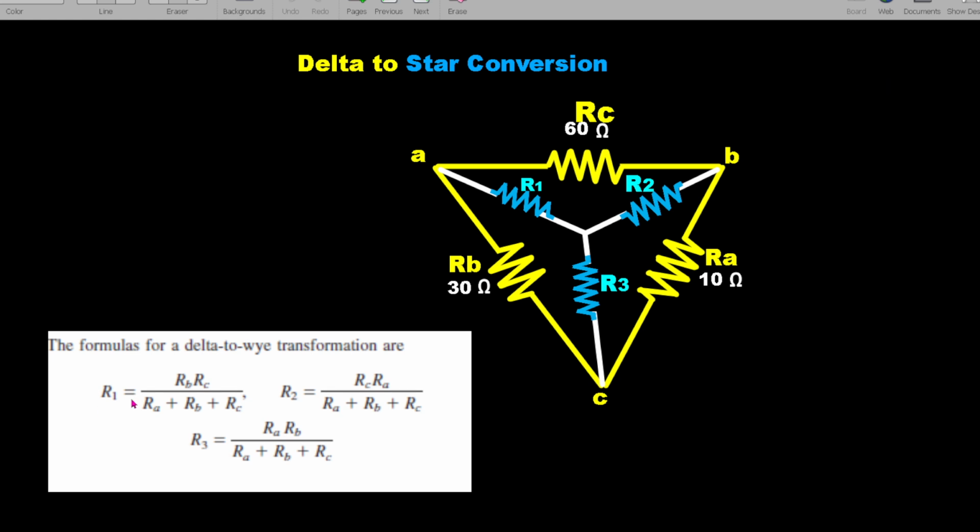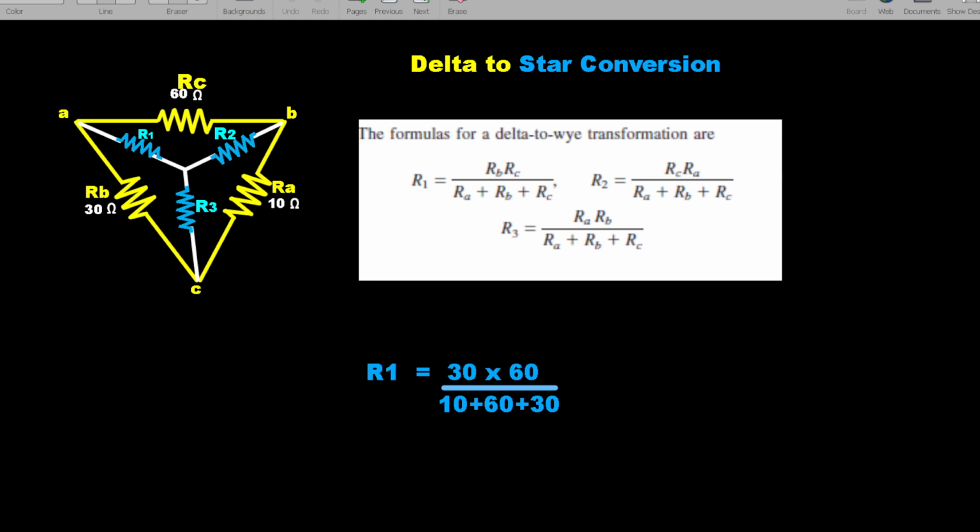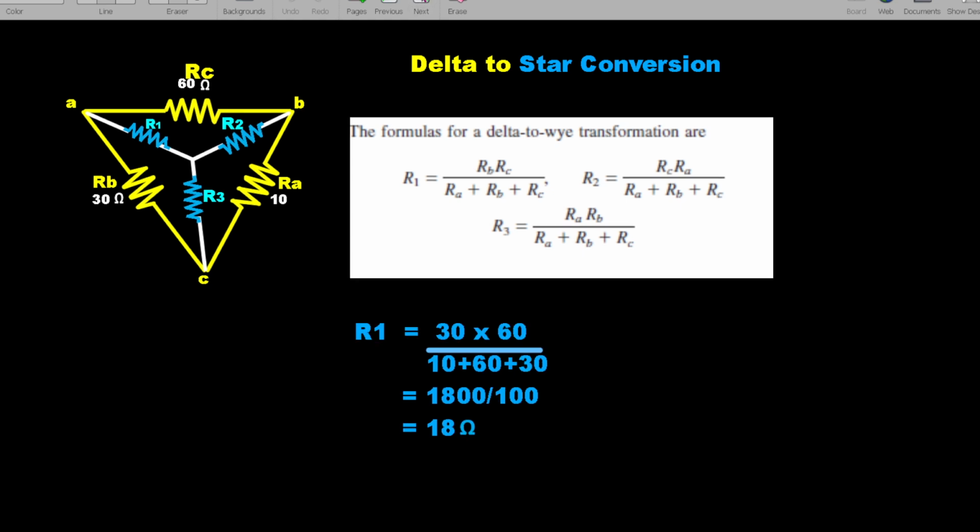So in order to find R1 in the formula, we can substitute the values, that is RB, RC. What are the values of RB and RC? It is 30 and 60. So the product of RB and RC divided by the sum of all these resistances, that is RA plus RB plus RC, so it is 10 plus 30 plus 60. Then we get the answer as 1800 divided by 100. So it is 18 ohms.